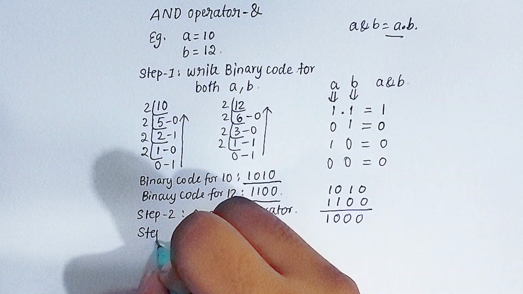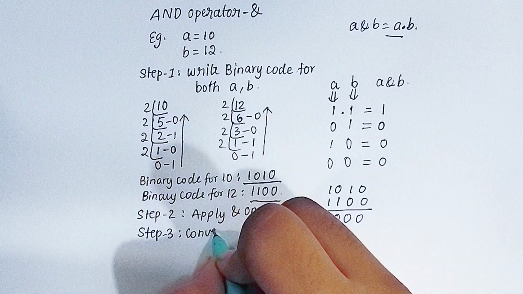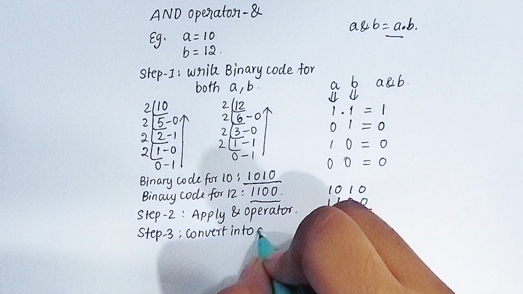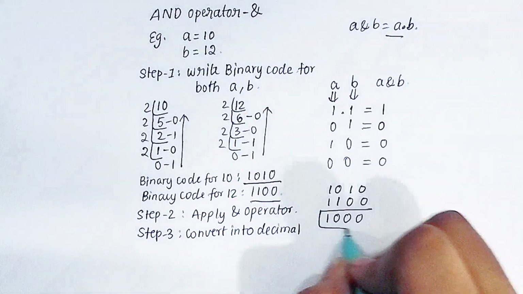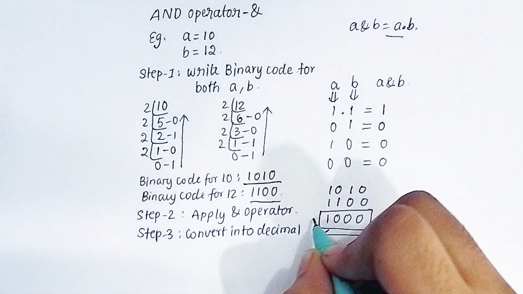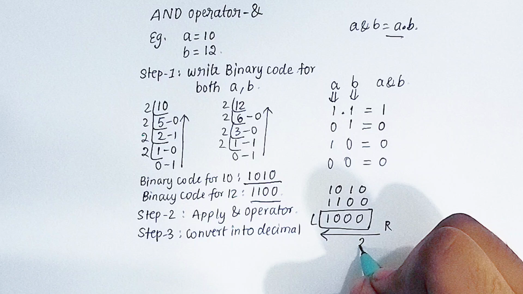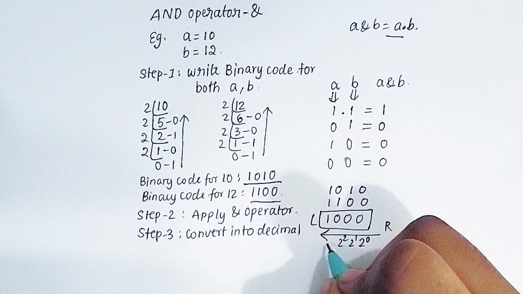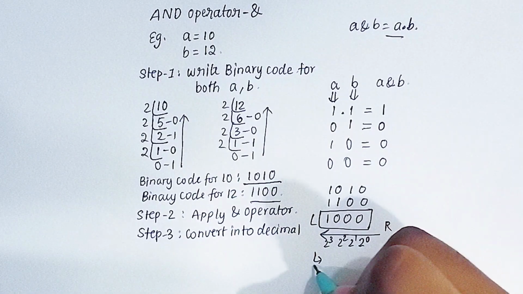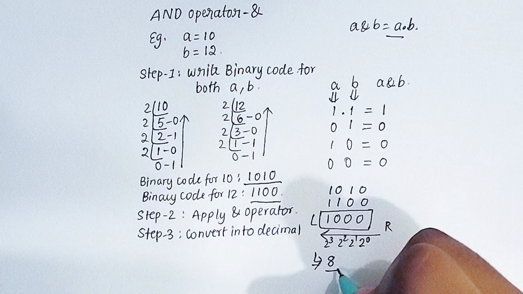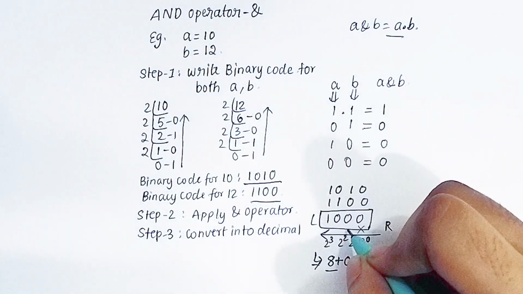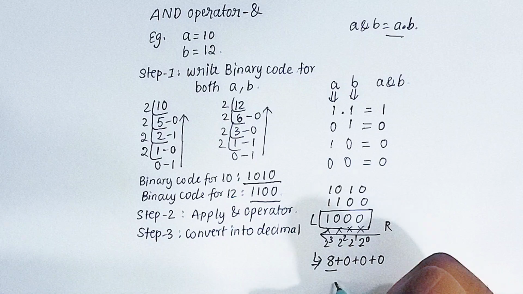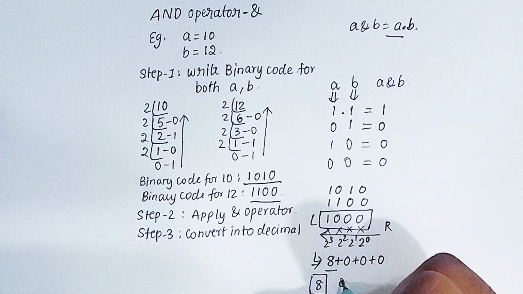Now step 3 is to convert this binary code into decimal. You've got this. With the same procedure from right to left, we will be converting into decimal, which is the same old procedure. You are going to get 8, and all the rest are zeros whenever you add this up. You just have to multiply and then add it. We get 8 as our output.